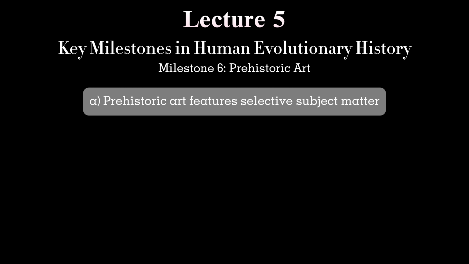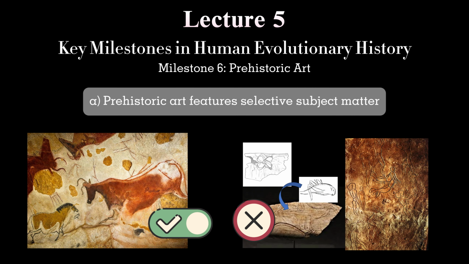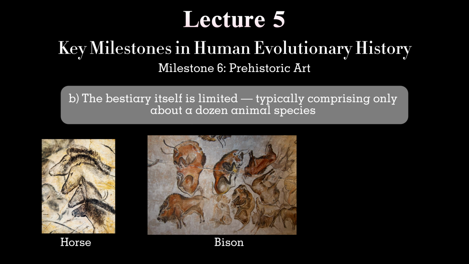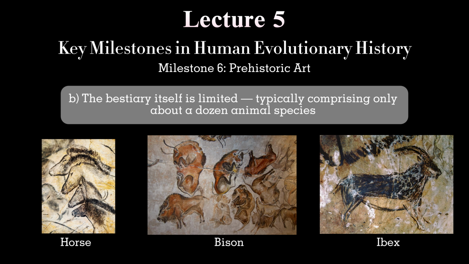A. Prehistoric art features a highly selective subject matter. It depicts mostly animals, while representations of humans, plants, insects, and other forms of life are exceedingly rare. B. The bestiary itself is limited, typically comprising only about a dozen animal species. Among these, a few dominate: the horse, the bison, the ibex, mountain goat. Other animals such as the mammoth, deer, and auroch, a wild bull, are relatively rare, while predators like the lion, rhinoceros, and bear are statistically scarce.